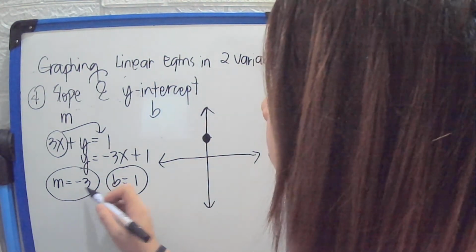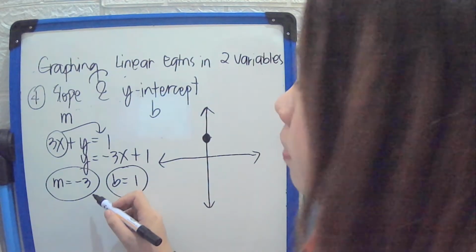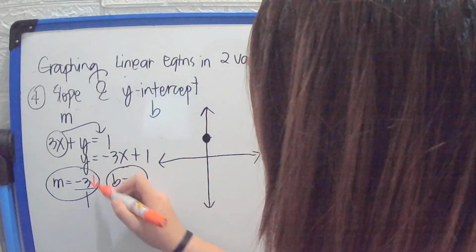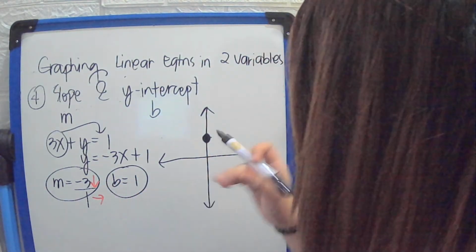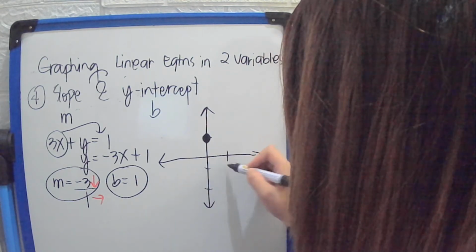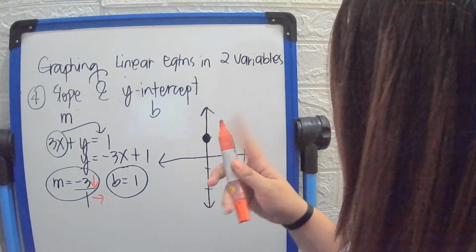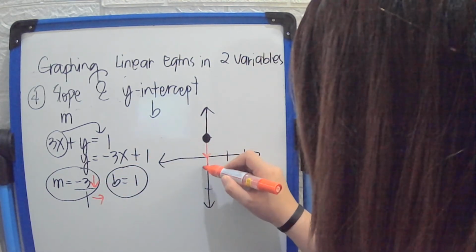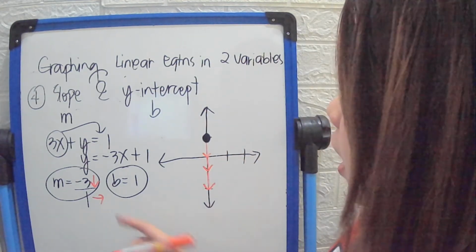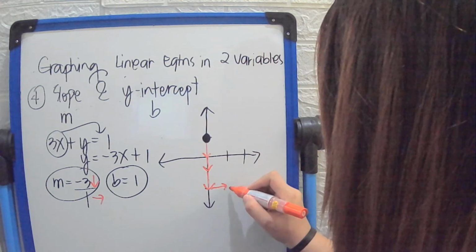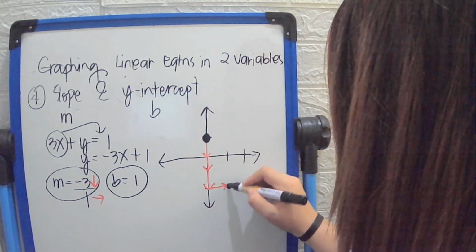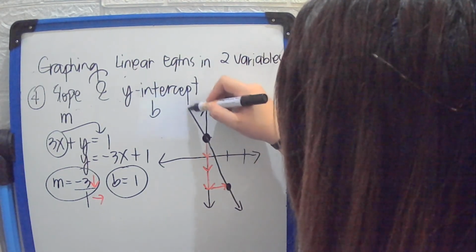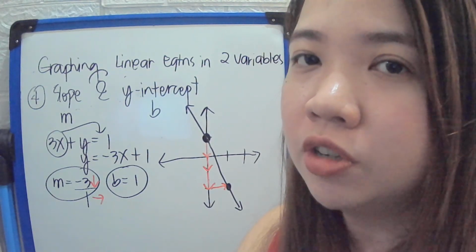Okay, now, your slope is negative 3. So if you want this in fraction form, that will be over 1. So meaning to say, you go down 3 times, then you go 1 to the right. Okay, so let's put units here. So you go 3 times downward, so that will be 1, 2, 3. And then 1 unit to the right, that will be here. So your next point is here. So your line looks like this. So that's how we graph linear equations in two variables.